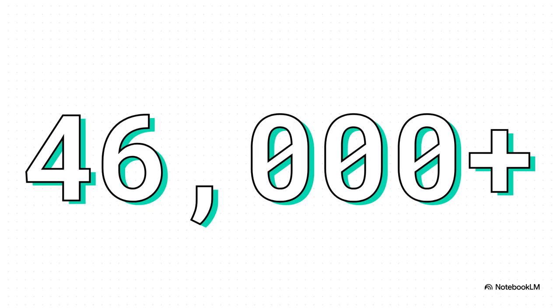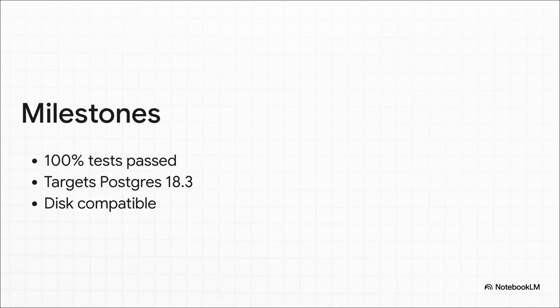No differences. So the crucial point is that this isn't just some prototype anymore. It's demonstrating real foundational credibility. PGRUST has hit a 100% pass rate on the Postgres regression test suite. Right now, it's actively targeting compatibility with the upcoming Postgres version 18.3. But honestly, perhaps the most mind-blowing point is that last one. It is completely disk compatible.